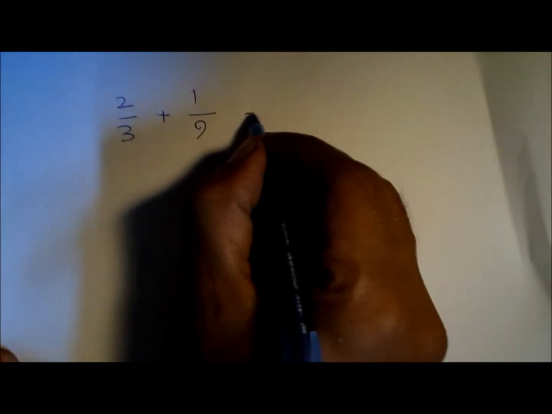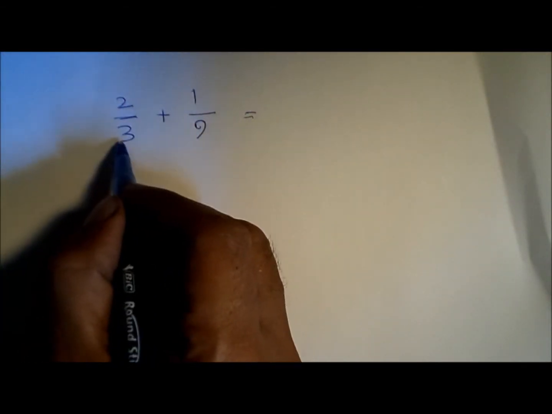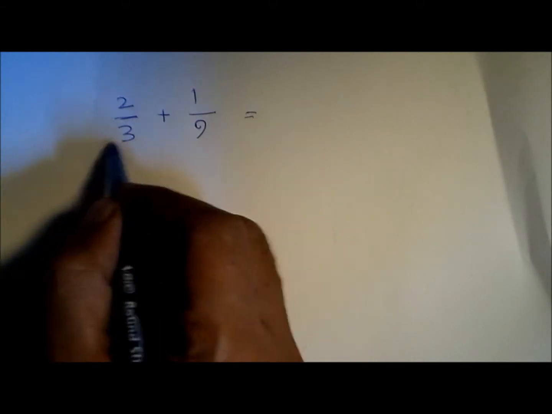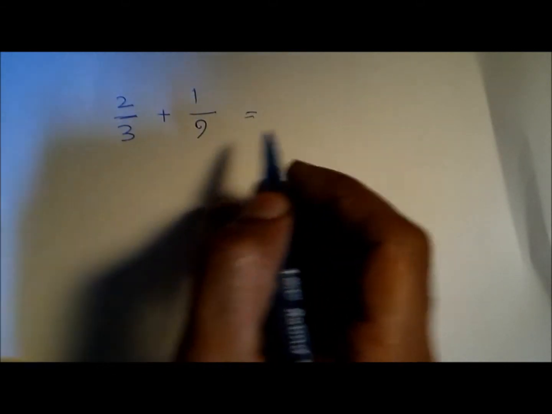We want to add 2 by 3 plus 1 by 9. The lower part, the denominator, is unequal in this case, and therefore we cannot just add 2 to 1.